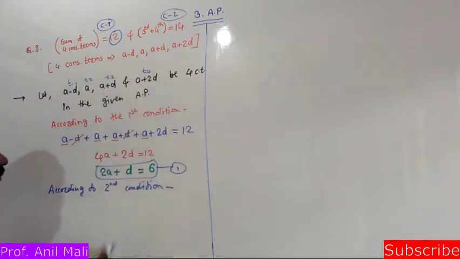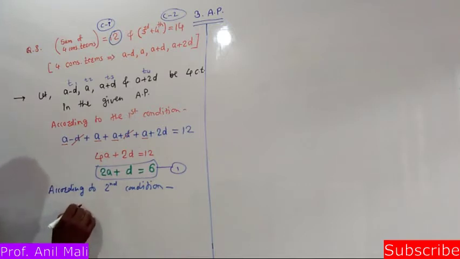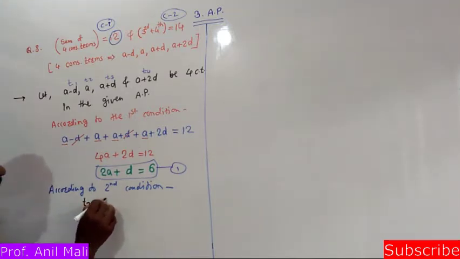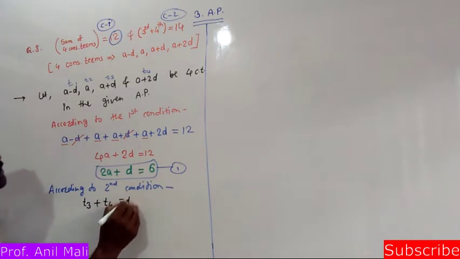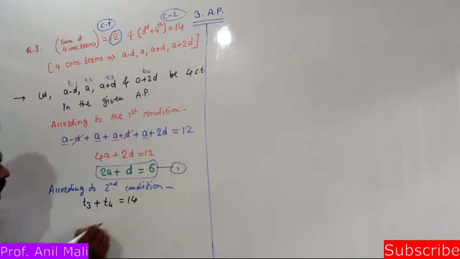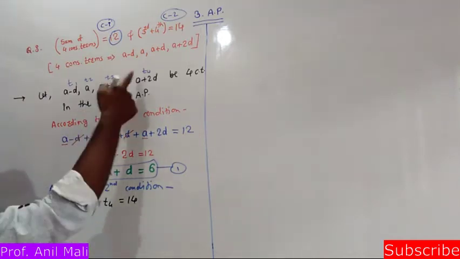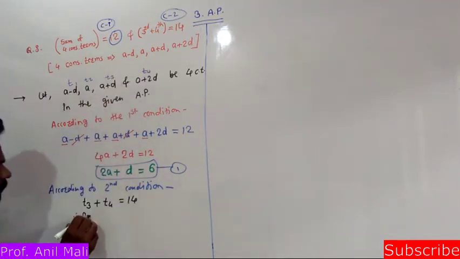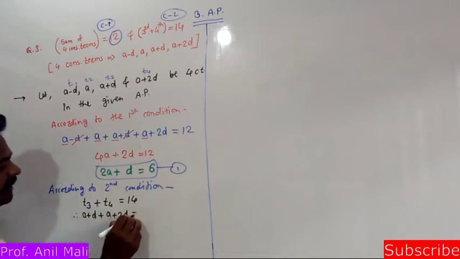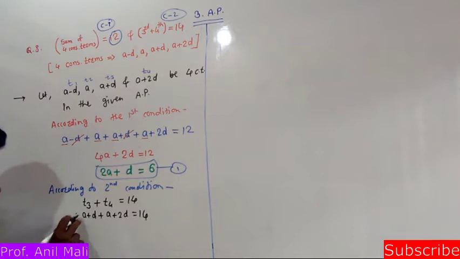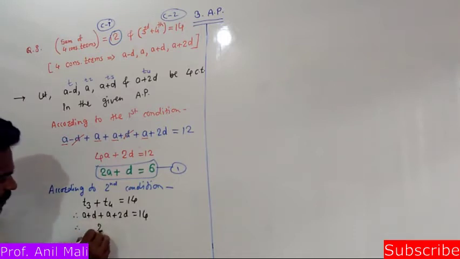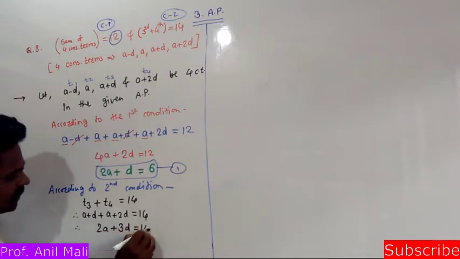So the sum of the third and fourth term is 14. We write: T3 plus T4 is equal to 14. Therefore, T3 is a plus d plus T4, which is a plus 2d, is equal to 14. A plus A is 2a, plus 2d plus d is 3d, is equal to 14.